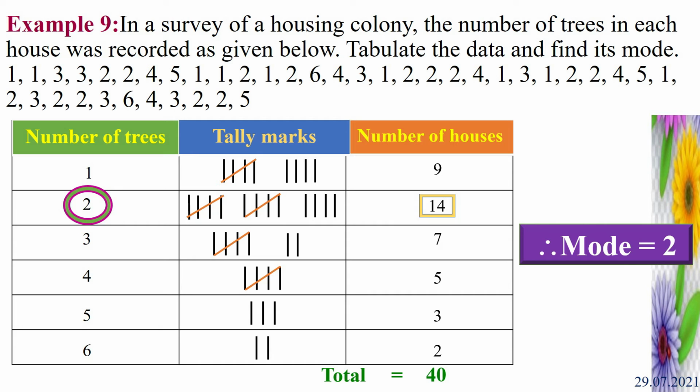Now we have to find the mode. Mode is nothing but the value which occurs the maximum number of times. To find that, look at the third column, number of houses. Here 14 is the highest value, which means 14 houses have 2 trees. Therefore, 14 is the maximum number of times that 2 trees occurs. So 2 is the mode. Therefore, mode is equal to 2 for the given data.